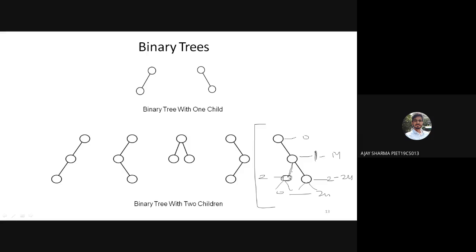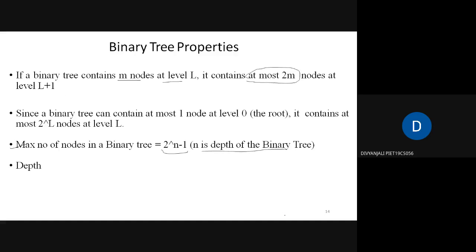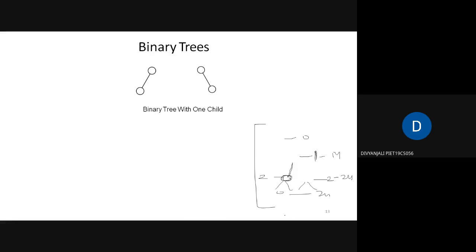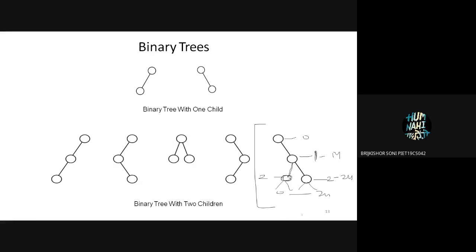Okay, so sir, we are saying that as we increase the levels, the nodes at the next level can be at most double. Yes, at most double. Okay sir. Yes, sir, but according to this example, it could be two only. Yes, because it is a binary tree.